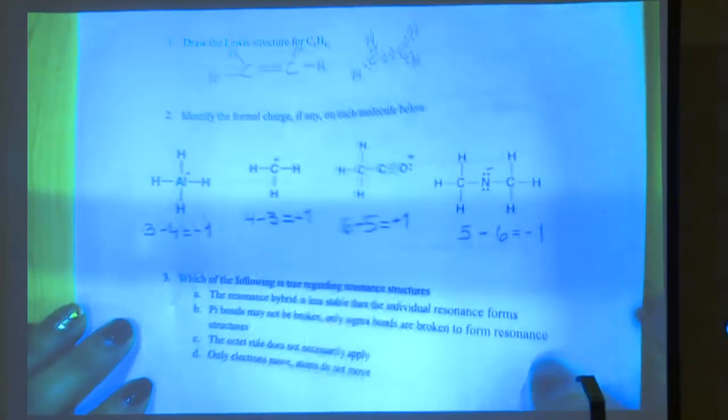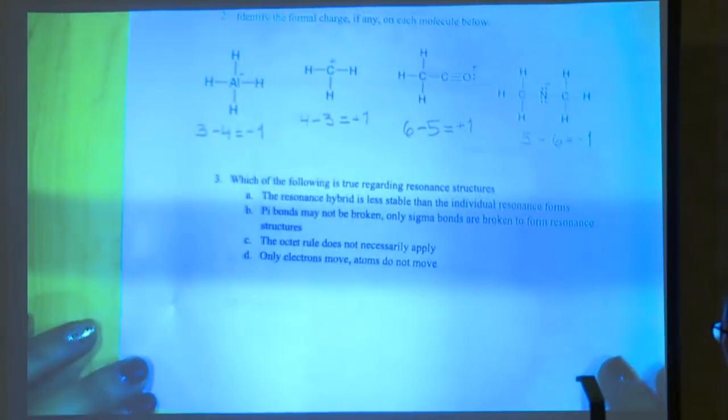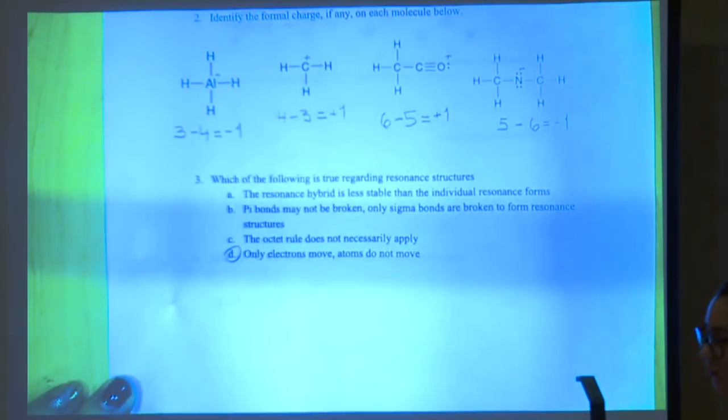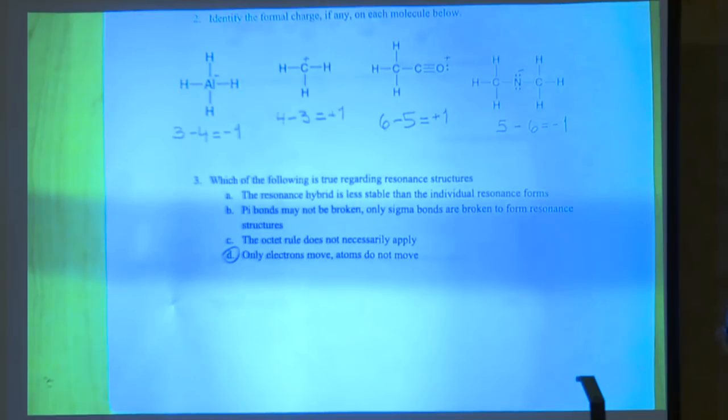Awesome. Now, which of the following is true regarding resonance structures? Go ahead and read through those options and tell me what you think. D? Okay. Does everyone agree? Does anyone have a question on the other ones?